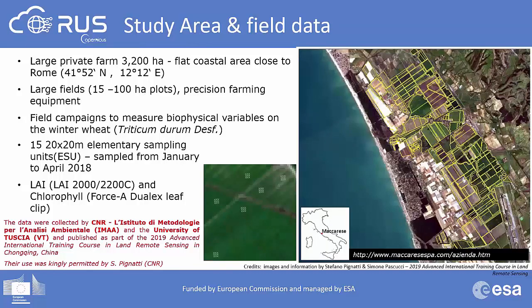The field campaign that acquired the field data that we will be using during this exercise concentrated on the winter wheat crop, and the data were acquired by the CNR and the University of Tuscia and published as a part of the 2019 Advanced International Training Course in Land Remote Sensing in China. Their use was kindly permitted by Stefano Pignatti from CNR. So let's now move on to the virtual machine.